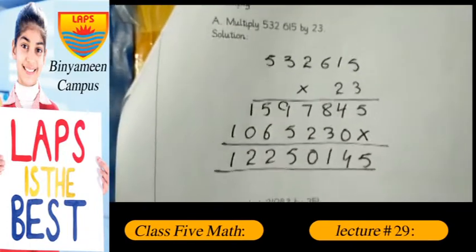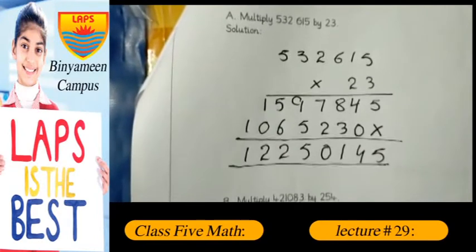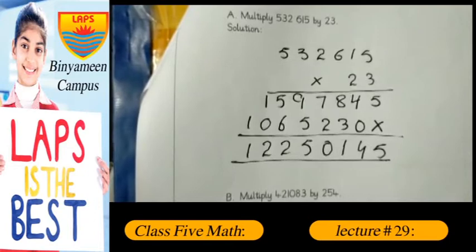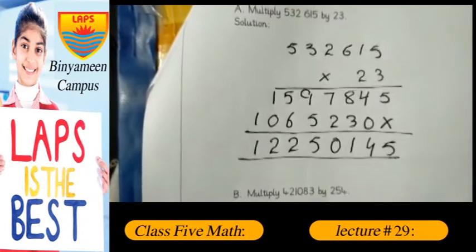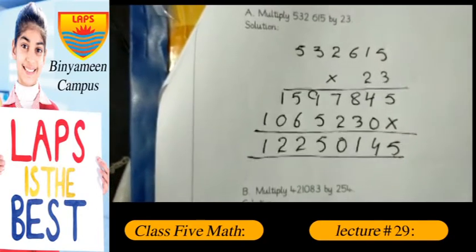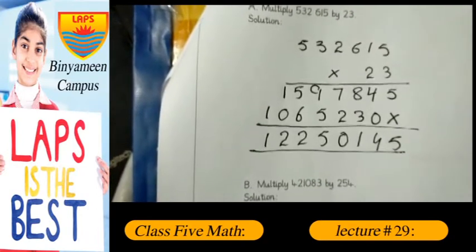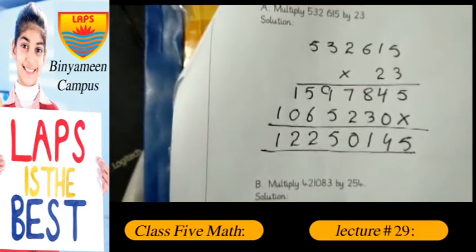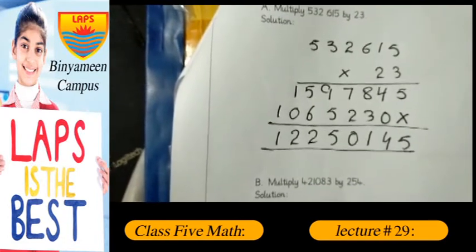Now first we write 532,615, then we write the 23. Now first we multiply 3 with 5. 3 5s are 15, 1 carry, 3 1s are 3, 4, 3 1s are 3 and 1, 4, 3 6s are 18, 8, 1 carry, 3 2s are 6, 7, 3 6s are 18, 3 5s are 15.